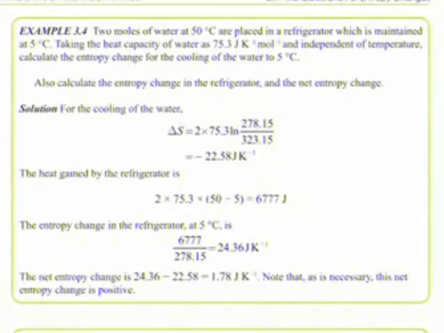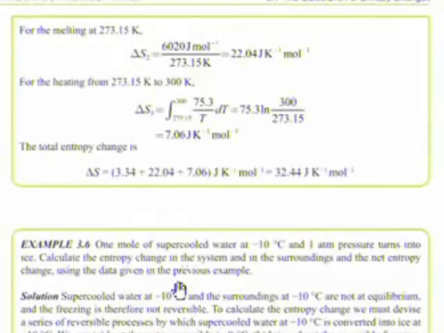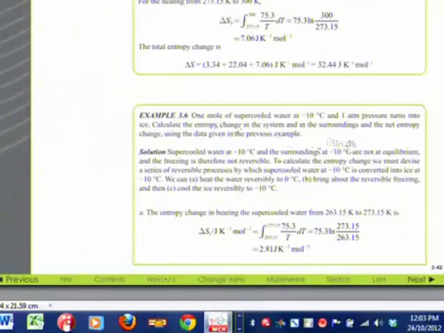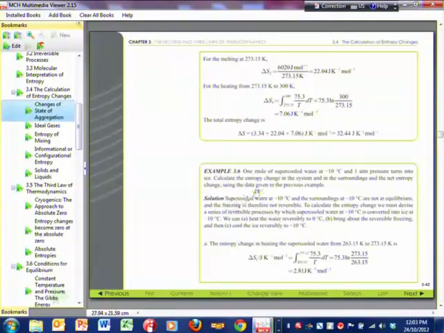And it's another one of those examples where you have to work out the logarithm between them, making sure you use degree Kelvin. But this is the one I just did. 1 mole of supercooled water at minus 10 and 1 atmosphere pressure turns into ice. Calculate the entropy change for the system and the surroundings and the net entropy change using the data given in the previous example. So that's what I just did.